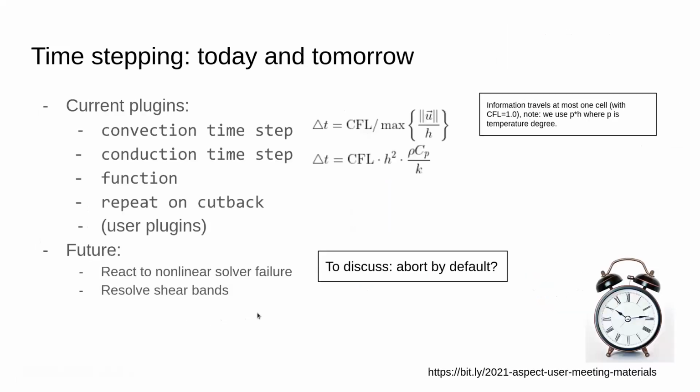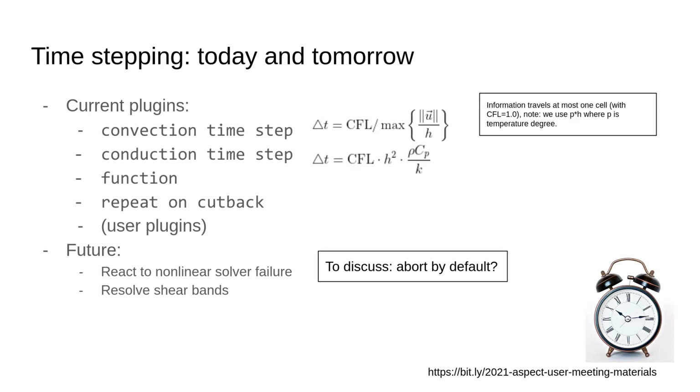Okay, next slide. And then this is the current state. So the current plugins are convection and conduction time step. These are the ones that are the old ways you could use the time stepping. I'll explain them in a second. And then the other two are function, I explained that a minute ago, and repeat on cutback, I explained that a minute ago. And then user plugins, you can write your own, right? And so the default in Aspect used to be convection time step, where it basically means that information travels at most one cell.